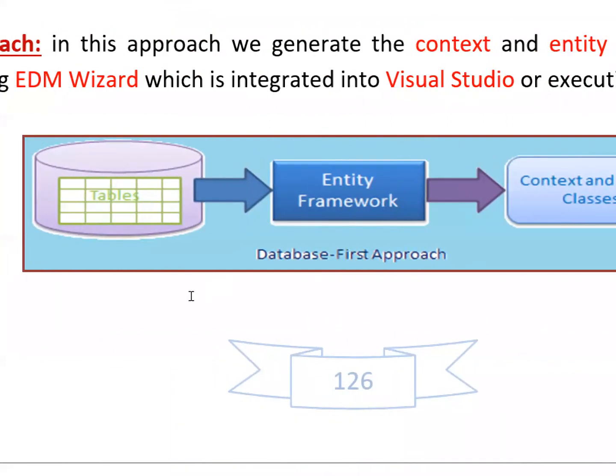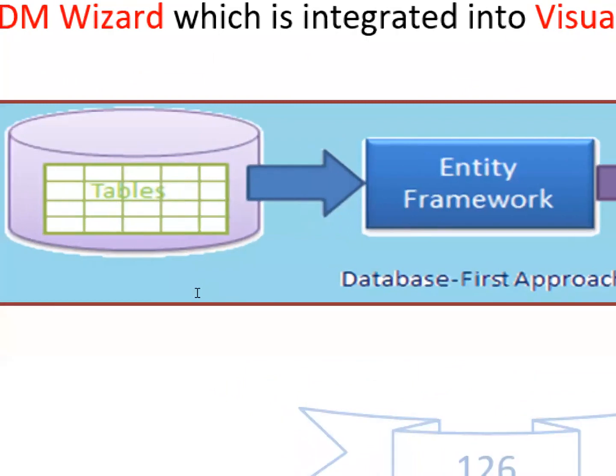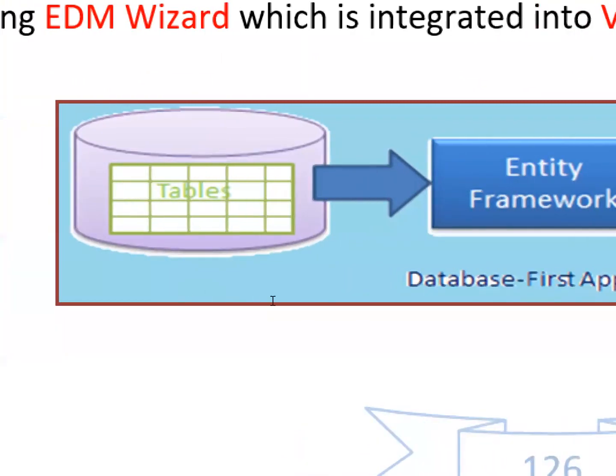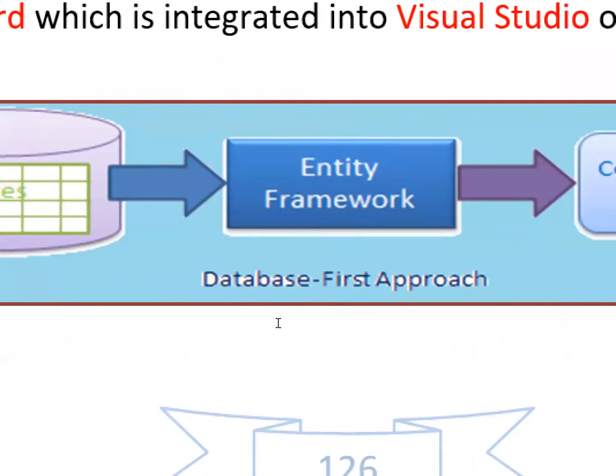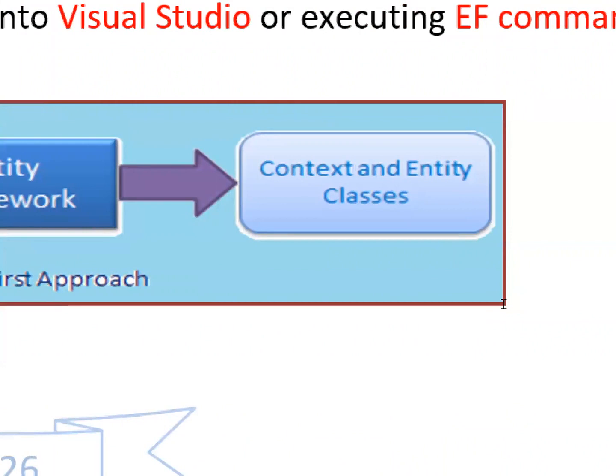The database already exists with a set of tables in it. This is your EF framework. What approach? Database first approach. What will this do? This will generate the context and entity classes. Simply speaking, domain classes. In a single word, domain classes. Domain classes means your context class.